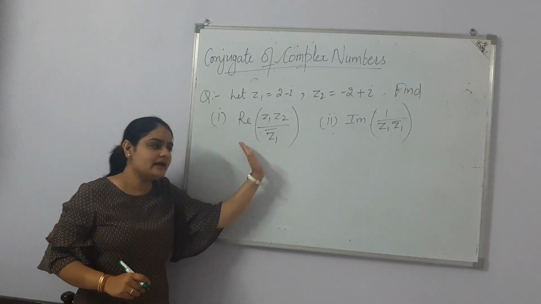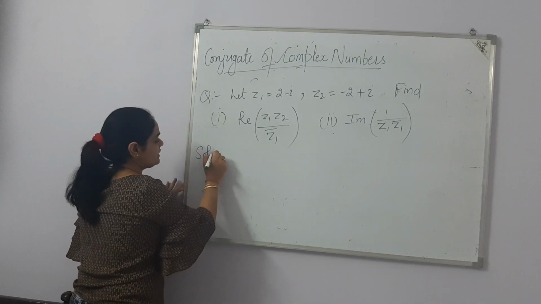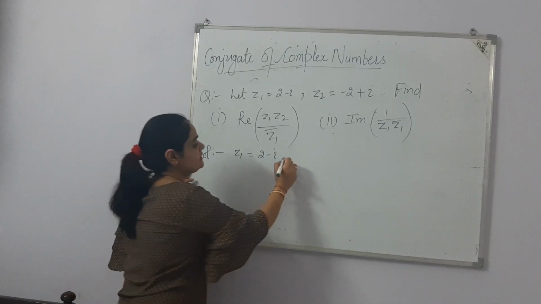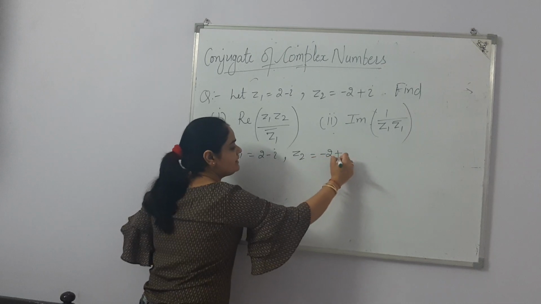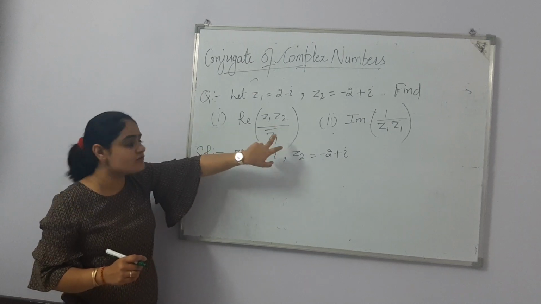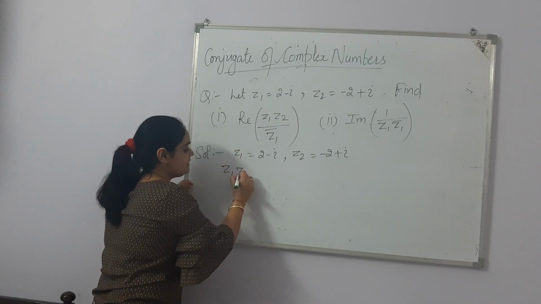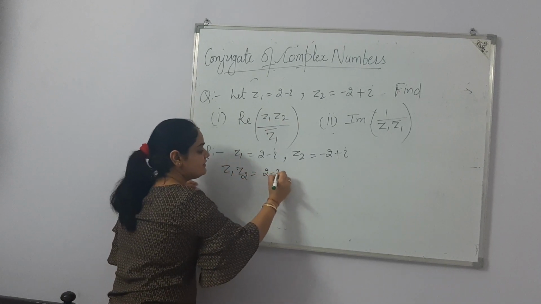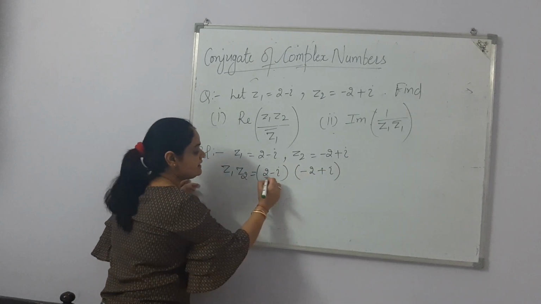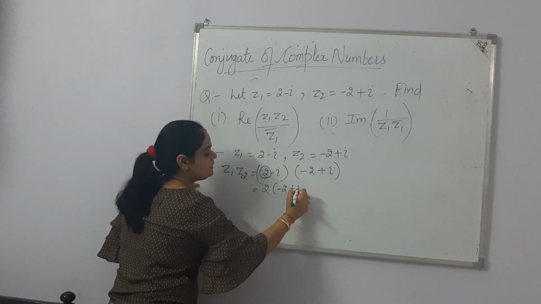First of all, we'll solve the first part and then we'll proceed to the second part. Now what is it saying, if we have z1 is 2 minus iota and z2 is equal to minus 2 plus iota. In the first part, the question's requirement is z1 multiplied by z2. So we have to multiply z1 into z2. So it is 2 minus iota into minus 2 plus iota. First of all, this 2 will multiply with this bracket. It is minus 2 plus iota.